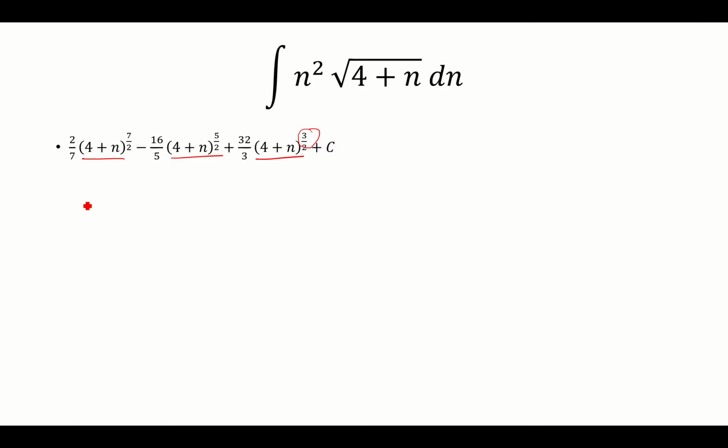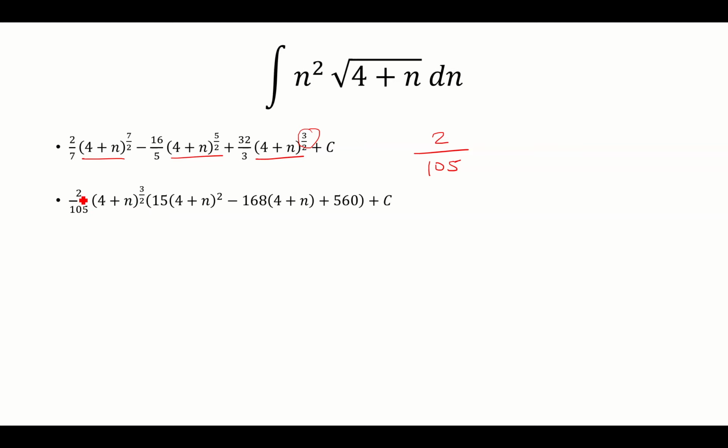And then we look at, so we have 105 in the denominator, and then in the numerator we see, okay, what are the common factors of 2, -16, and 32? Well, the greatest common factor there is 2. So factor the 2 over 105 times the 4 plus n to the 3/2 power.